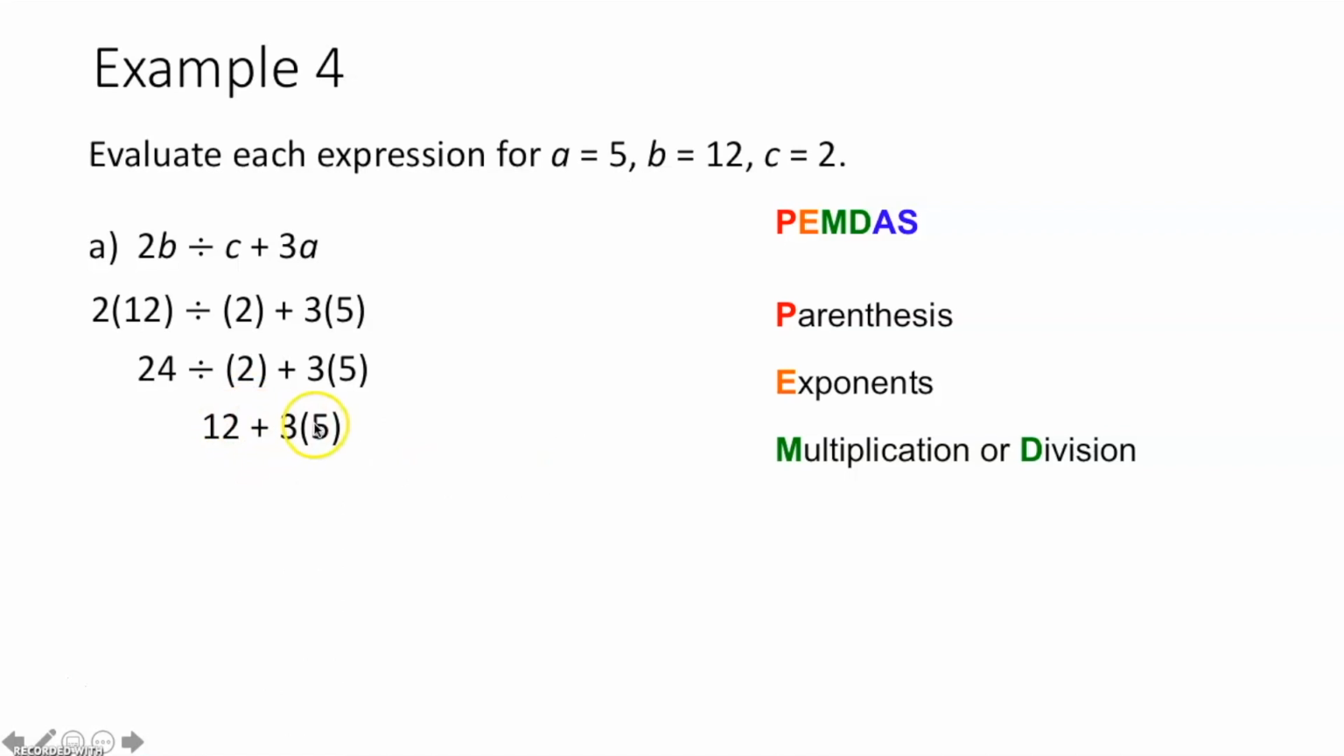Now is there any multiplication or division? Yes. So we have to do 3 times 5. Then since we've taken care of all multiplication and division, we move to addition or subtraction. We add 12 and 15. We end up getting 27 and we're done.